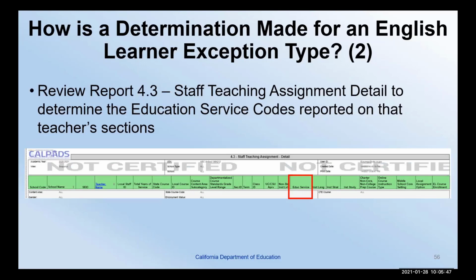Okay, so when you're looking at report 4.3, teaching assignment detail, the column that you want to look at is called education service. Every course that a teacher is teaching, and the services that were reported as being provided by the teacher to all English learners in that class, are generally listed in the education service column. So you want to review that to determine which services were reported and whether or not it's actually correct. Remember, there's some consultation that you probably have to make with your bilingual coordinators, the teacher themselves, and your administrators, to determine what's actually occurring in the course.